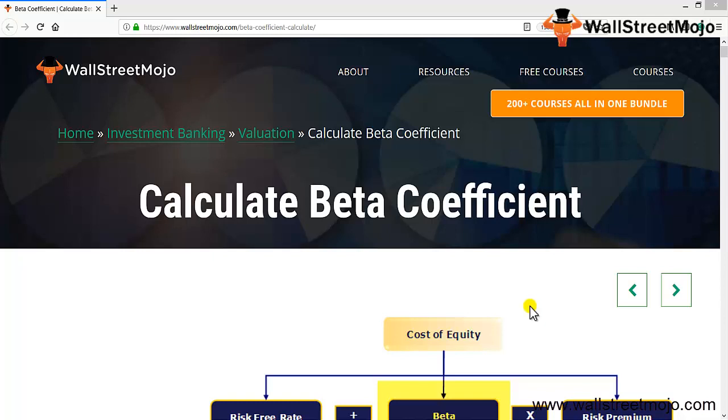Friends, today we are going to learn a concept that is called beta. Beta is the most important characteristic used in calculating the capital asset pricing model, that is your cost of equity. For calculating the cost of equity, beta is a very important component of the formula because it changes the entire calculation, the entire required amount of return that an investor may require.